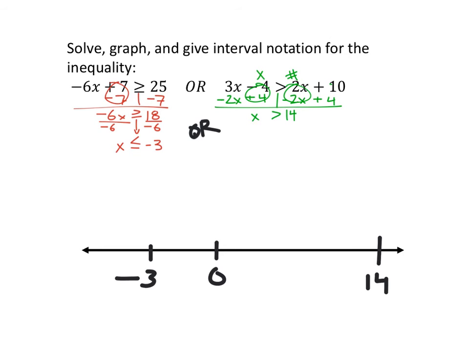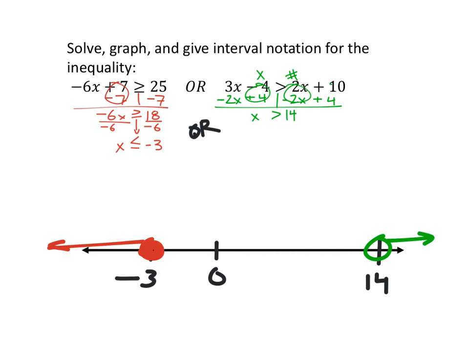But x is less than or equal to negative 3. So at negative 3, we got a closed circle there. It's not eating the x, so we know the line goes to the right. I'm sorry, the left. Man, I need more sleep. So the next one, the green, x is greater than 14. Got an open circle at 14. It is eating the x, so the line goes to the right. Again, this indicates that all the values between would make not just one, but both false.